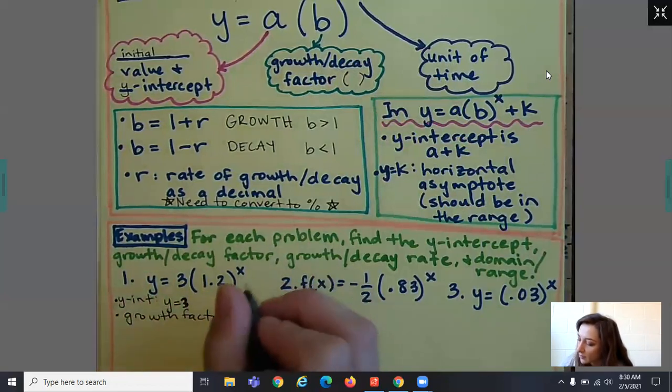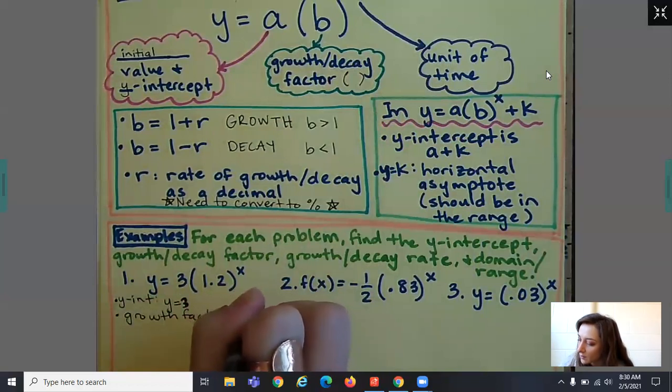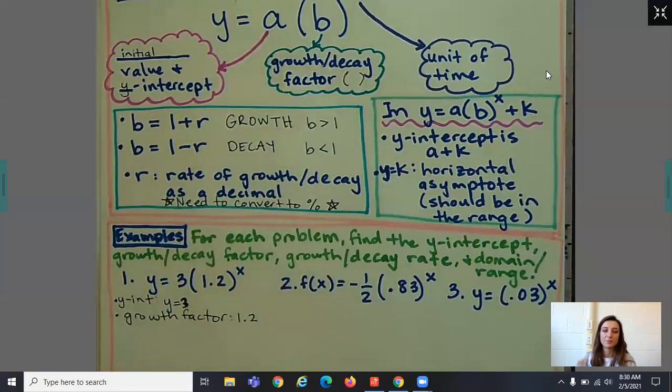Okay, and that's just going to be the number inside parentheses. So it's going to be 1.2. That's what it's going to be multiplying by each time. So whatever the initial number is, you're going to multiply by 1.2, then you're going to multiply by 1.2 again, and so on and so forth. Okay, and then we are going to look at the growth or decay rate.